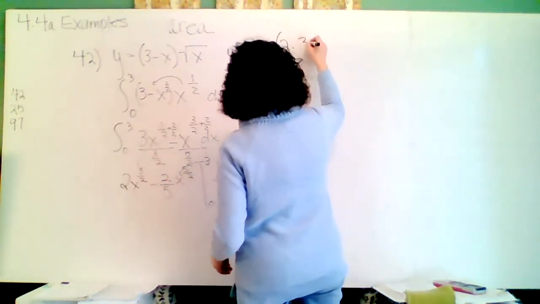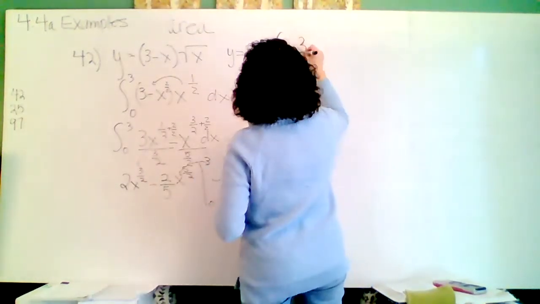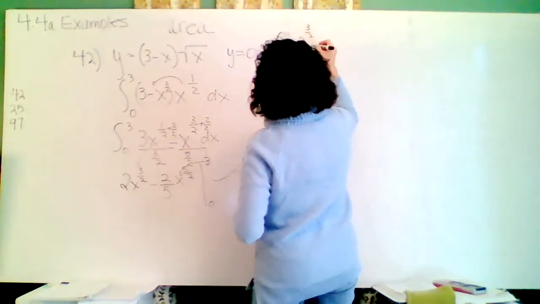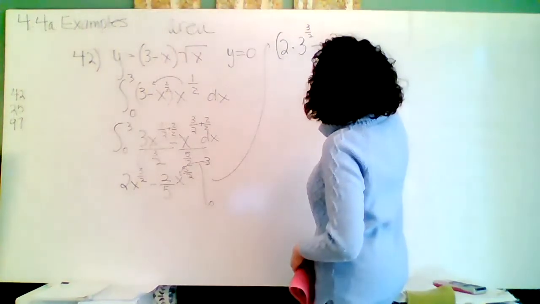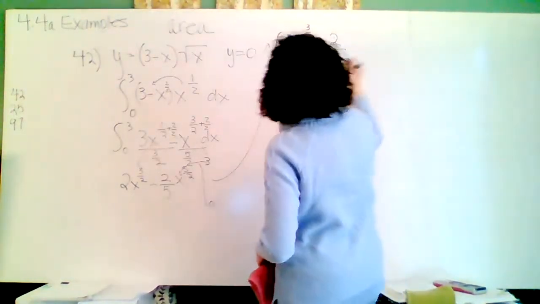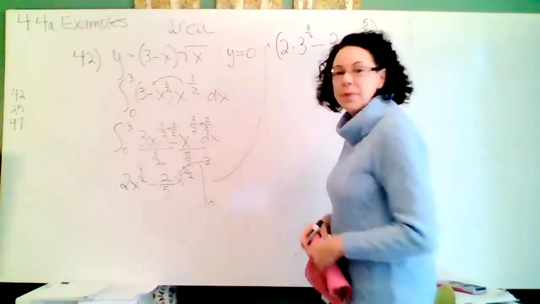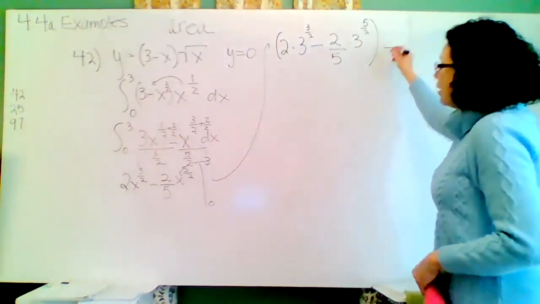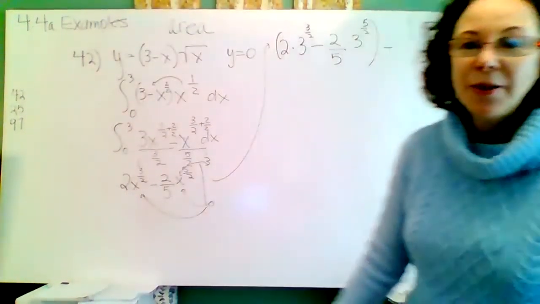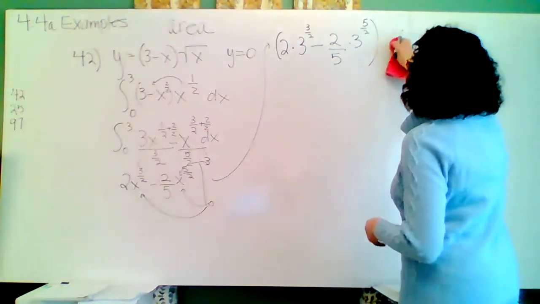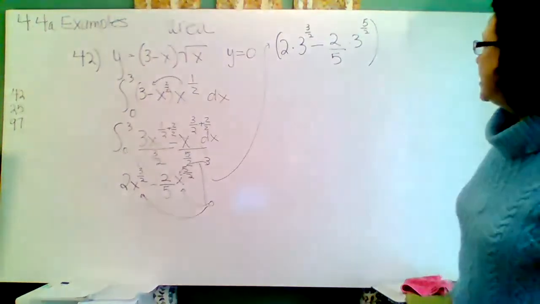2 times 3 to the 3 halves. I'm a little scared of 3 to the 3 halves. So I'm just going to write it and worry about it later, right? Minus 2/5, and this is 3 to the 5 halves. Okay, there's my f of b, right? Minus. Now, luckily, when I do my f of a, when I put a 0 into each, I do get 0. So for all the weirdness I have going on here, thank goodness, the end was a little easier.